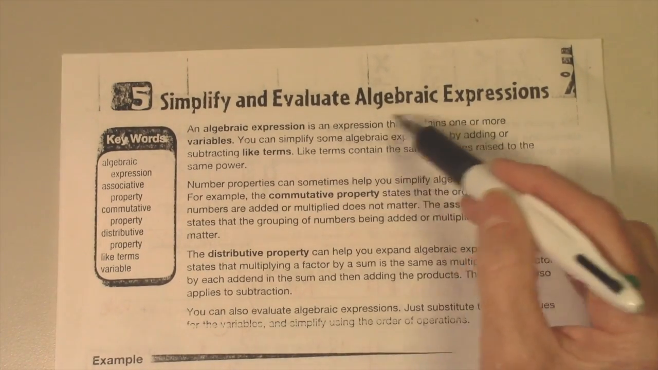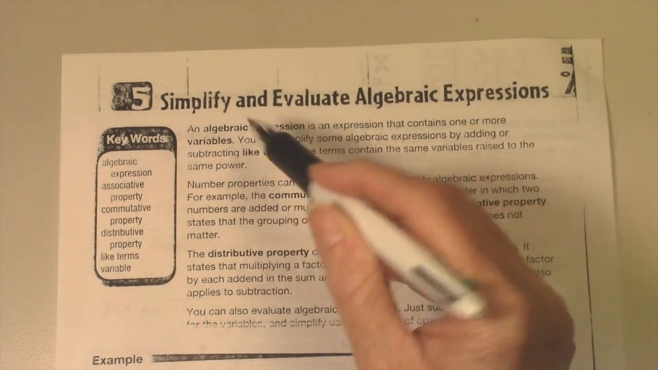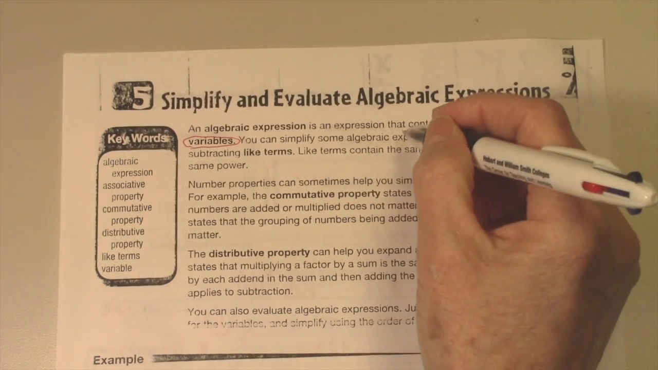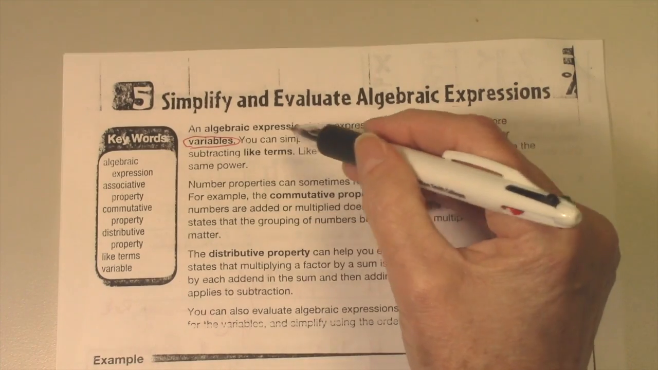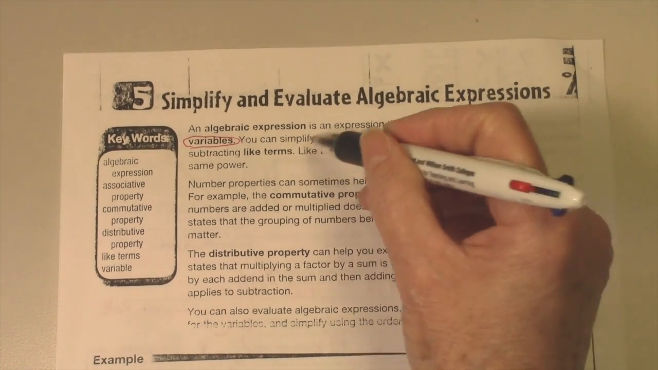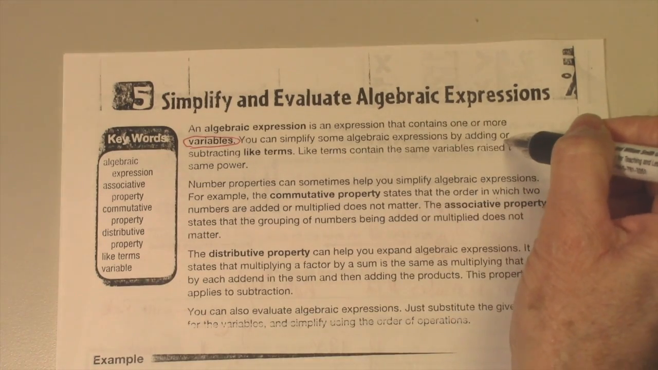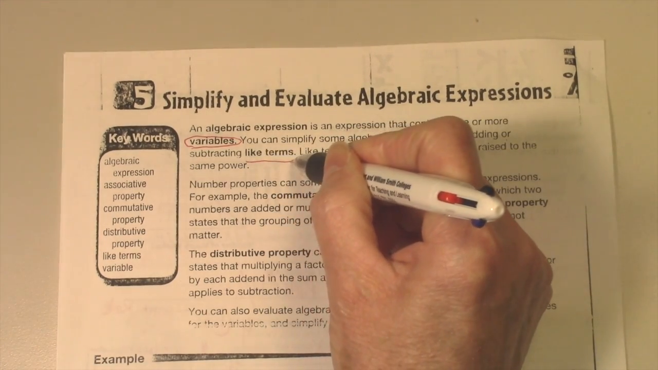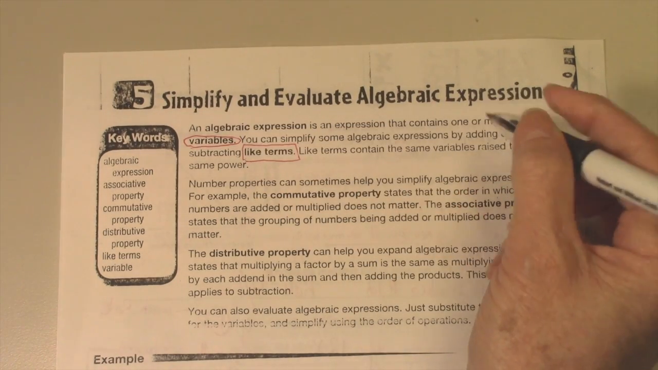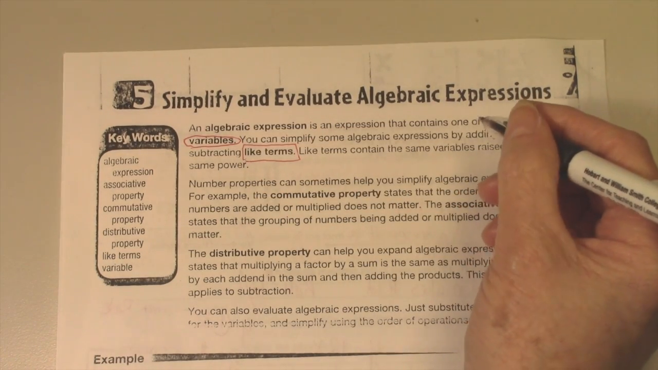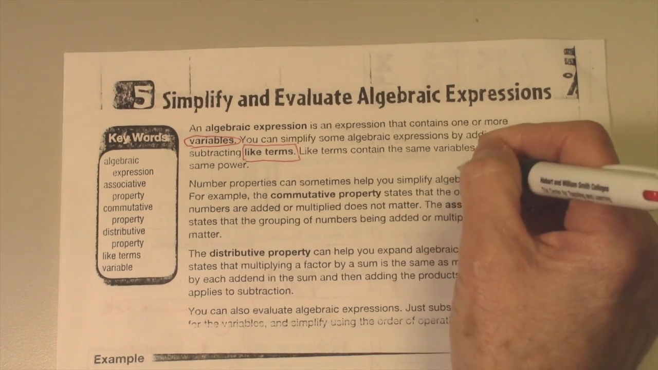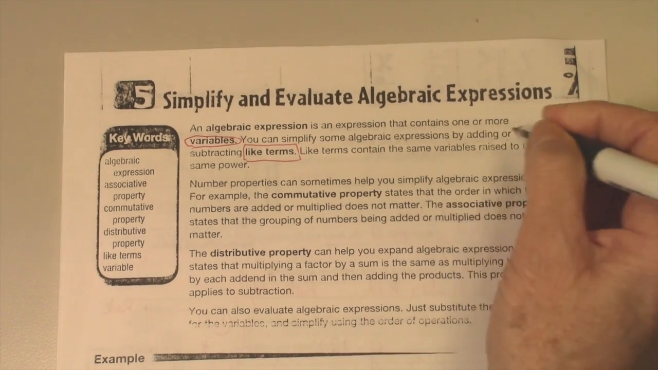An algebraic expression is an expression that contains one or more variables. Variables are the letters. They represent something that can change, and that's why they call it a variable. Something that's variable can change. You can simplify algebraic expressions by adding or subtracting like terms, meaning x's belong together with x's, y's belong together with y's, a's belong to a's, and b's belong to b's, and so on. They're very racist in a silly way. You can't mix them up.